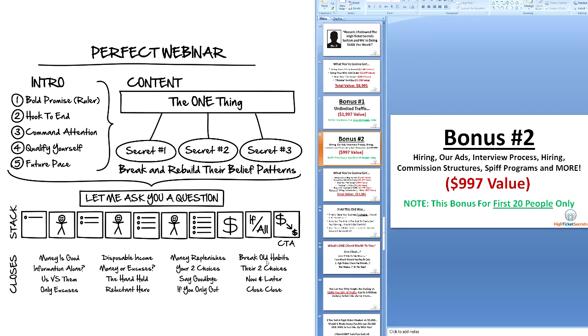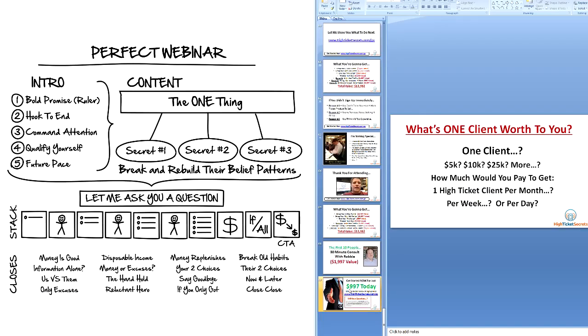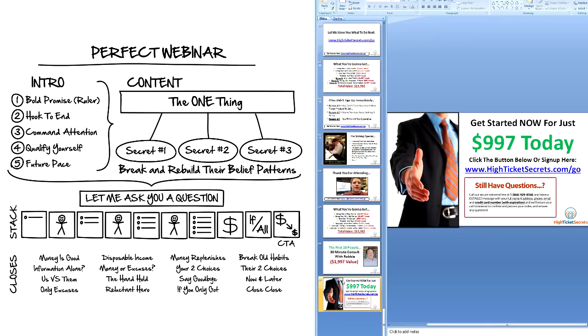And then your close is usually the very end where you're like, look, guys, this is it. Webinar's over. Go sign up right now. Again, click the button or sign up below. Go to www.highticketsecrets.com/go, and you keep pushing them to the call to action, to the URL, over and over and over again as many times as you can. Okay. Now, that's kind of it, you guys.